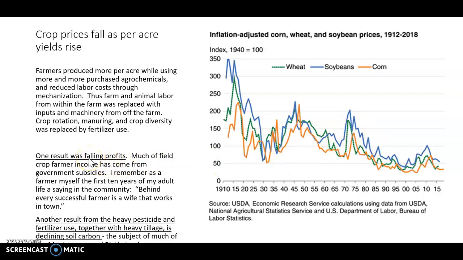Well, one result was falling profits. Much of field crop farmer income has come from government subsidies. I'm over here in the middle left, okay? Let me repeat that. Much of field crop farmer income has come from government subsidies. I gave you a similar statistic in an earlier YouTube.